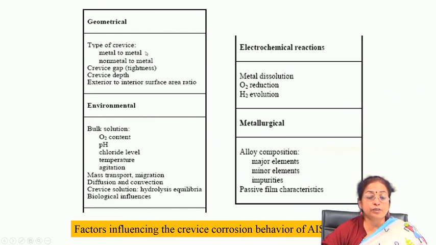As I mentioned, all these factors play a very important role. Take the type of crevice, whether it is metal to metal or non-metal to metal. If it is metal to metal, they are quite close in the galvanic series. On the other hand, if it is non-metal to metal, they are widely apart in the galvanic series. So you will find that the probability of crevice attack will be more with non-metal to metal as compared to metal to metal.